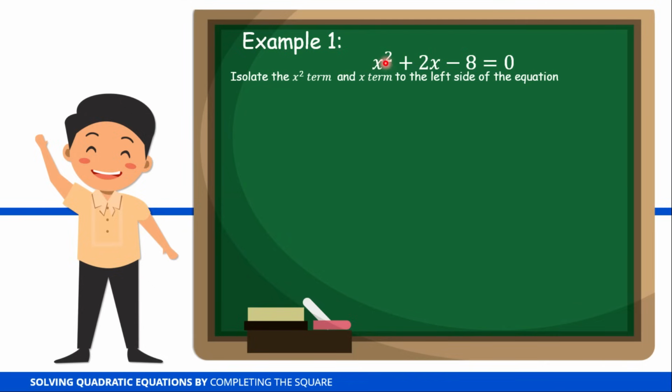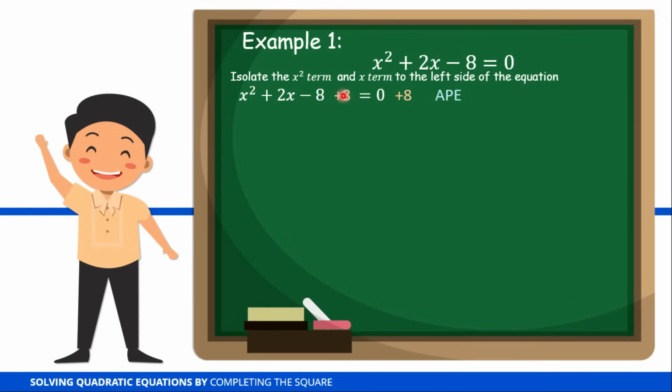I-isolate natin si x squared term at si x term dito sa left side of the equation. Ano yung gagawin natin? Ano yung i-apply natin para ma-isolate natin yung mga terms na mayroong variable dito sa left side? We have to eliminate negative 8 by using addition property of equality. So mag-a-add tayo ng positive 8 on both sides of the equation. Simplify, so we have x squared plus 2x minus 8 plus 8 is equal to 0 plus 8.